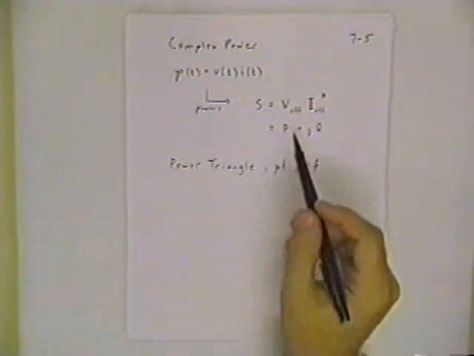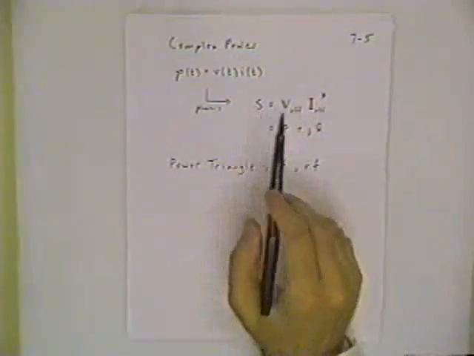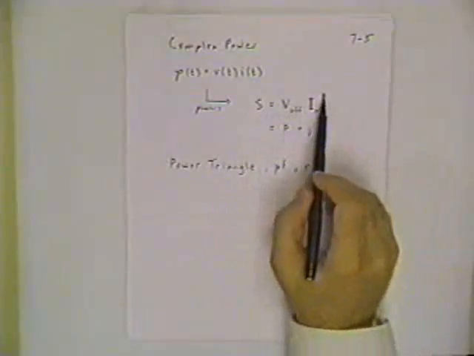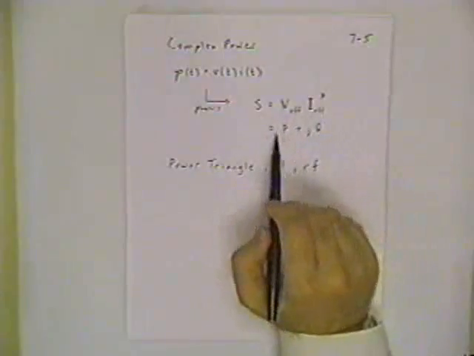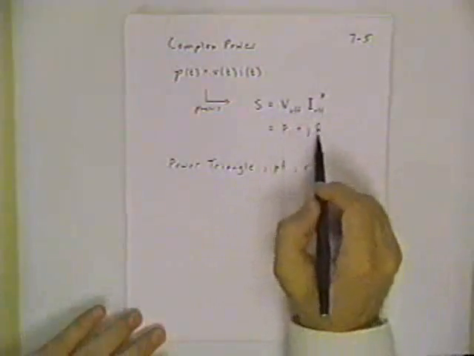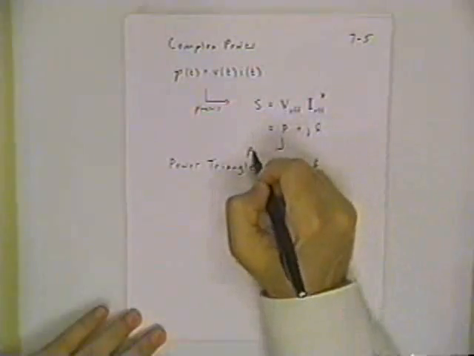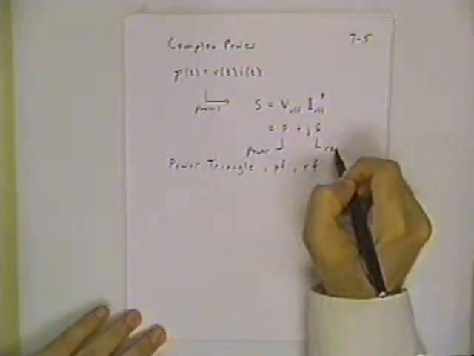So the point is, if you want to get the total power in an AC circuit element, you have to multiply the effective value voltage phasor times the conjugate of the current phasor effective value. That gives you a complex number. It has real and imaginary parts. This is called the power, or the real power, and Q is called the reactive power.